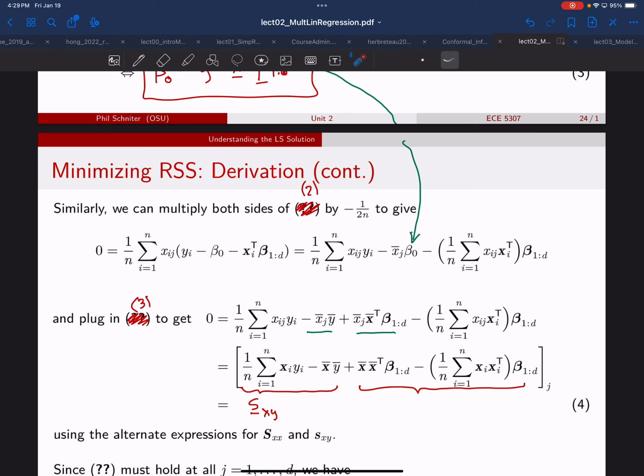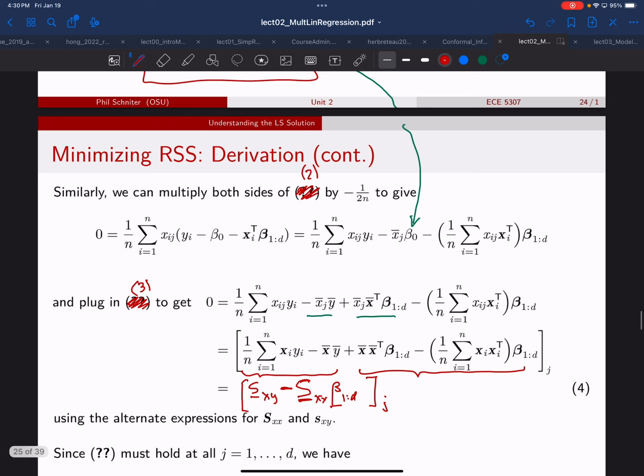So maybe one hint is you can bring this XX transpose inside that parentheses if you subtract it. The autocovariance? Yes, it's the autocovariance matrix. So I'll write it over here. This should be a big S. This is a matrix with subscript XX. Oh, and sorry, there's a minus sign here. And then also we have our beta 1 through D. And this is what's inside the square brackets.